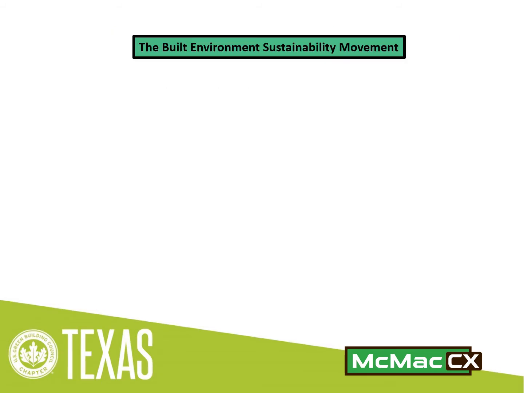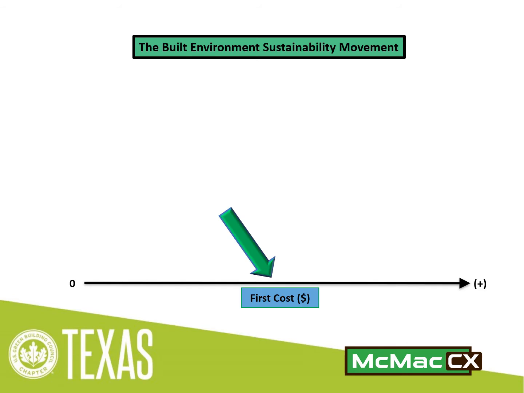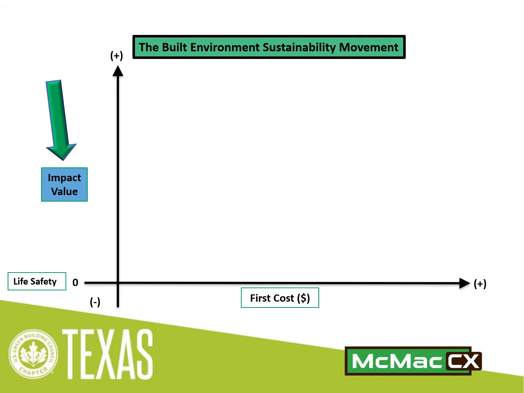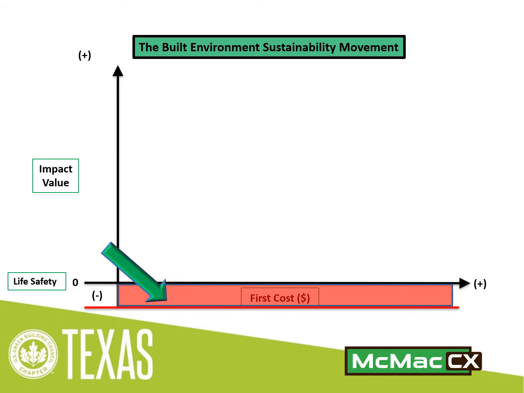Let's examine the current built environment sustainability movement. Here we have first cost along the horizontal axis. This bar is the life safety minimum. The vertical axis represents potential impact value. Any building construction that falls below the life safety minimum poses a potential life and safety risk to inhabitants.